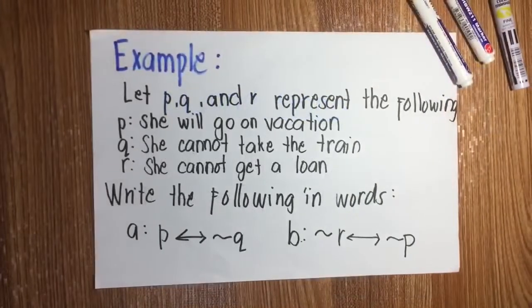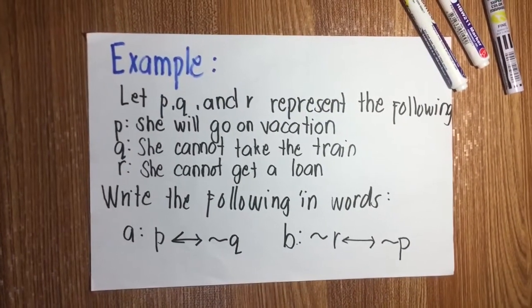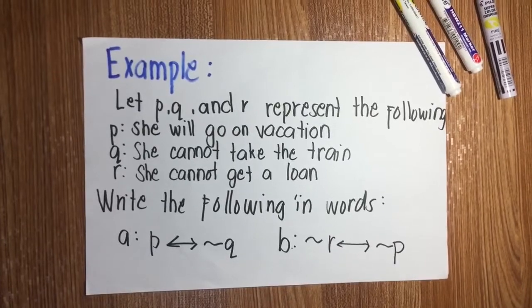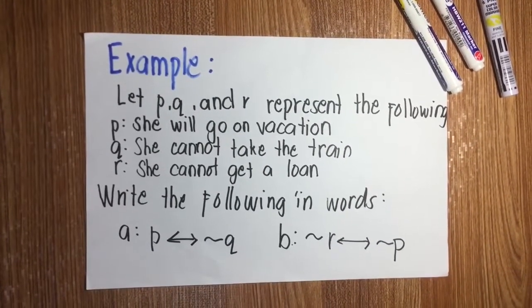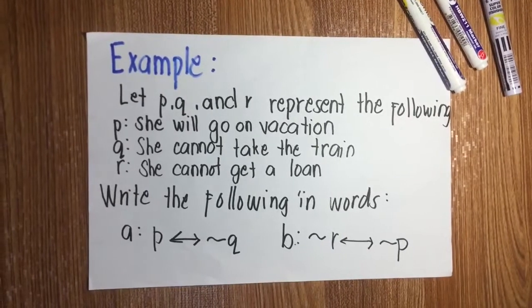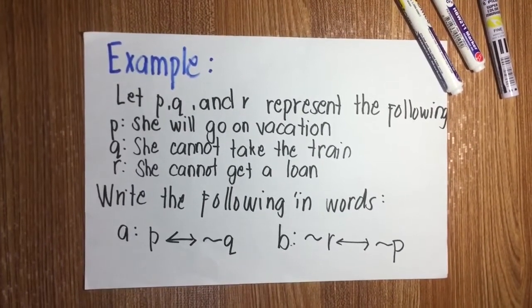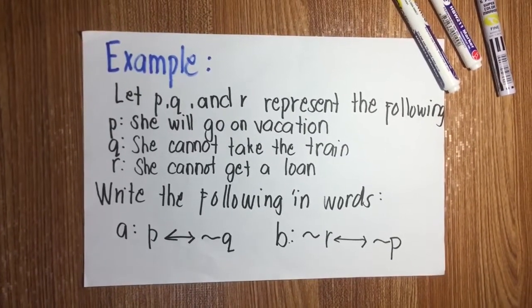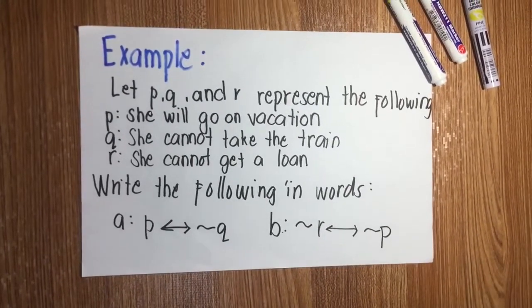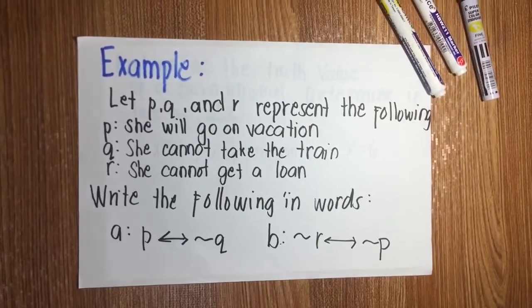For example, let P, Q, and R represent the following. P, she will go on vacation. Q, she cannot take the train. R, she cannot get a loan. So write the following symbolic statements in words. So the solution for A will be, she will go on vacation if and only if she can take the train. For B, she can get a loan if and only if she does not go on vacation.